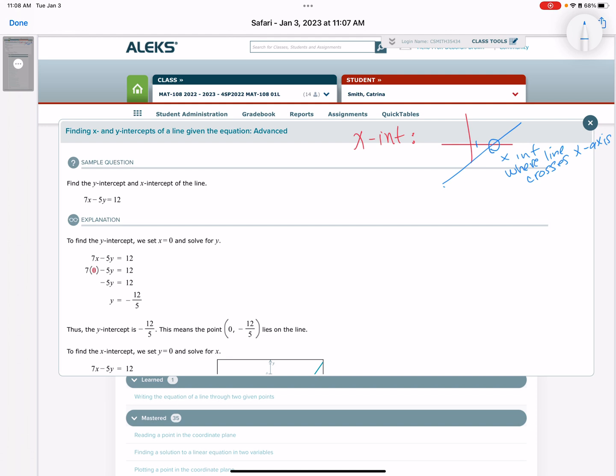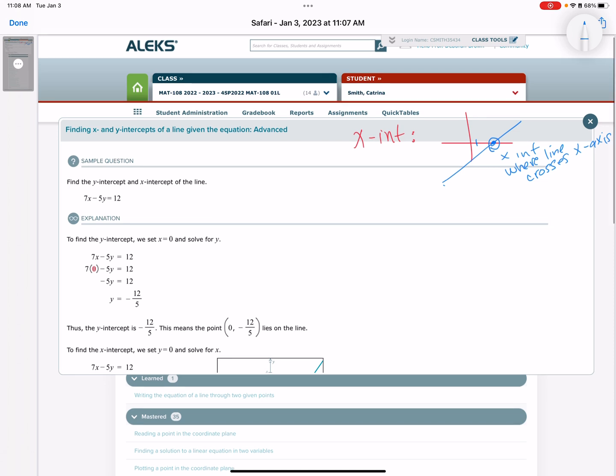0. Anything on the x-axis is 0. So the x-axis here, it's going to be 1, 2, 3. So this here would be 3, 0. So it's where y is equal to 0. So how do I find the x-intercept from this here? Well, I just would do 7x minus 5.